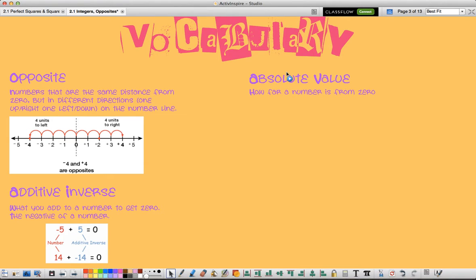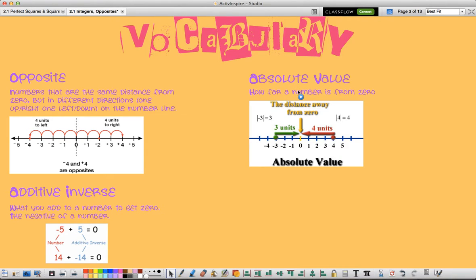Absolute value is how far a number is from 0. So negative 3 in this case, even though it's a negative, its absolute value is 3 because it's 3 spaces away from 0. And 4, it's a positive, so the absolute value, since it's 4 spaces away, is 4. It's not the opposite, so the sign doesn't have to be different. It's just telling us how far away am I from 0.